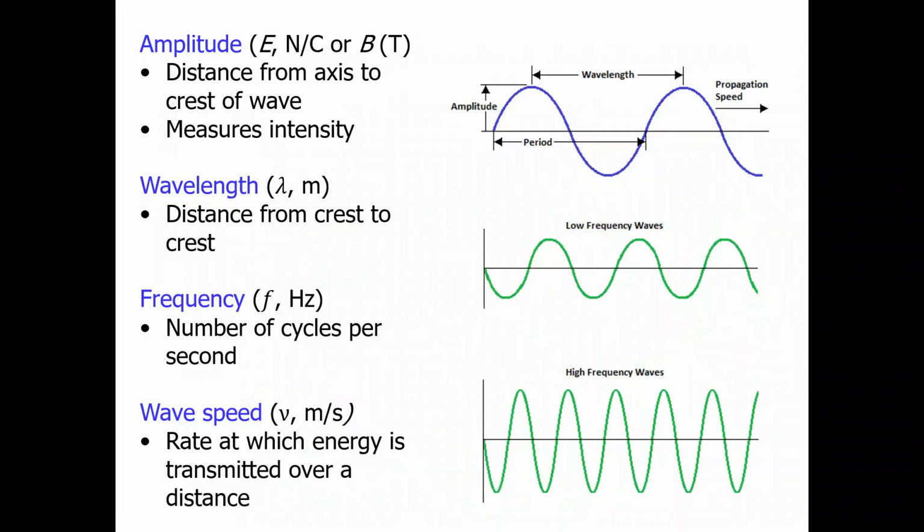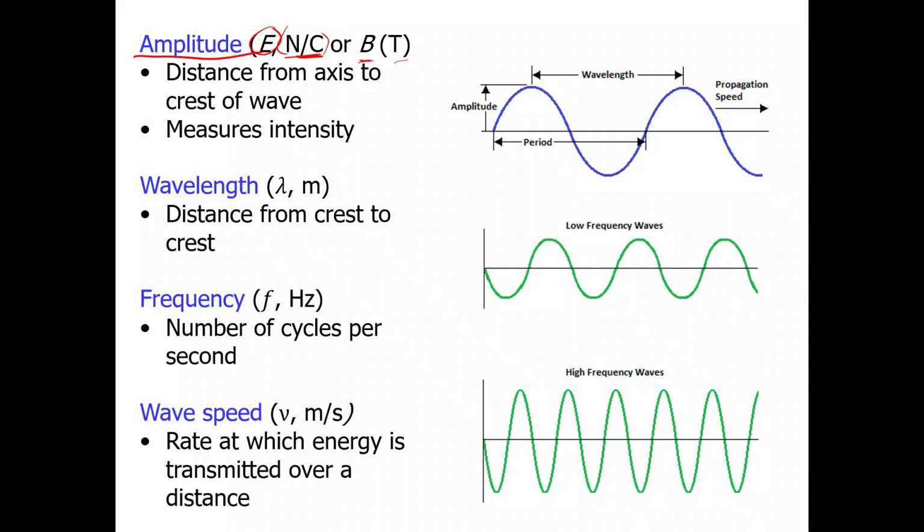So the basic structure of waves is going to be sinusoidal. So we have different things that we can define. The first thing that we can define is the amplitude. The amplitude is either going to be E for the electric field. E is going to have units of newtons per coulomb. Oh, I guess that should have been more like that. And then B for the magnetic field, which would have units of Tesla.